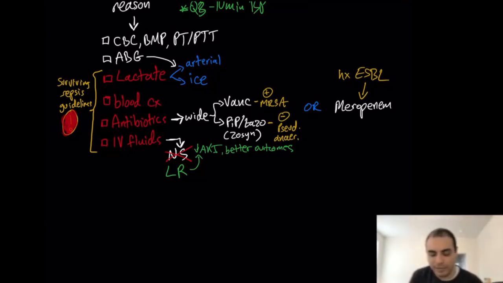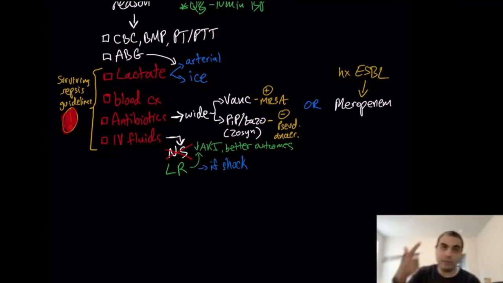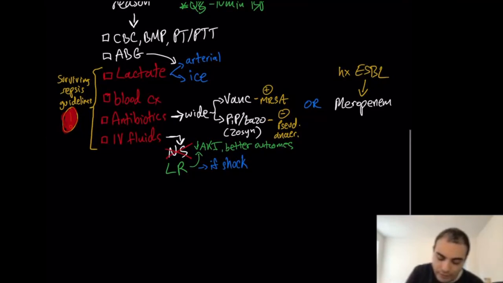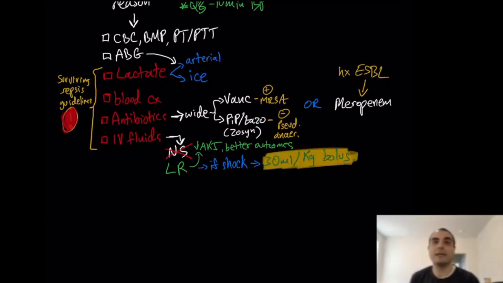It's tough. In general, if somebody is actually in shock, which means the lactic acid is high or there's persistent hypotension, then the magic number is you want to give 30 ml per kilogram bolus. Bolus means you're going to give it all at once. That's the recommendation from the Surviving Sepsis guidelines.